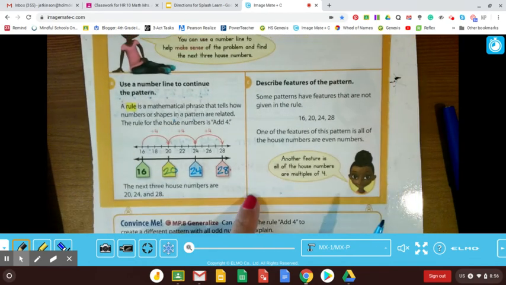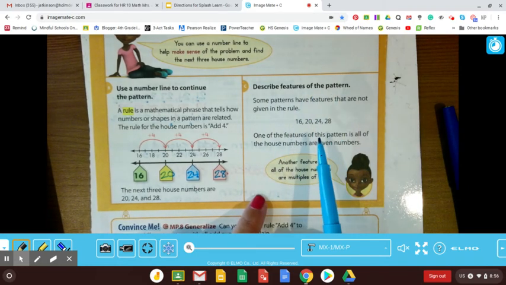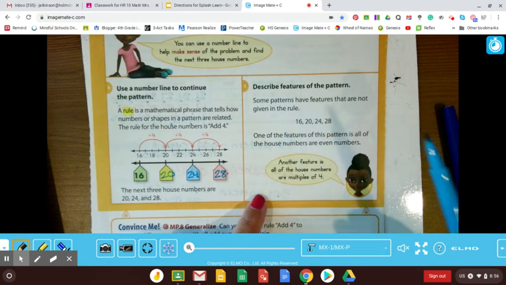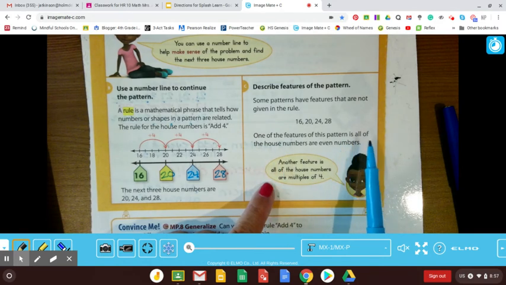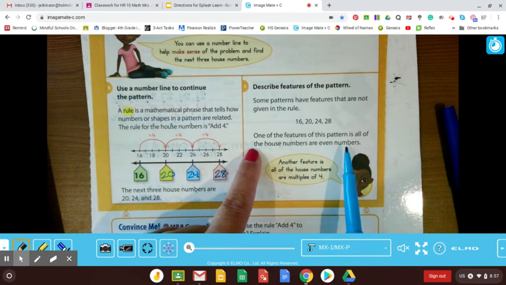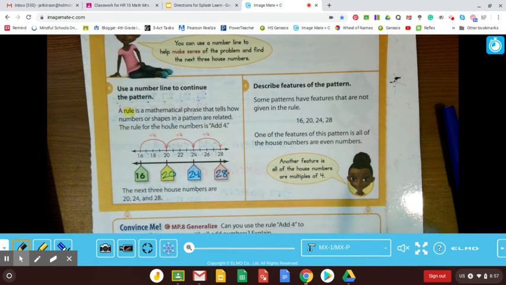The second part of this problem asks us to describe the features of the pattern. Now, some patterns have features that are not given in the rule. We get them by just looking at the pattern. So one of the features of this pattern is that all of the house numbers are even numbers. 16, 20, 24, 28 are all even numbers. They're also all multiples of 4. So you could have more than one feature.